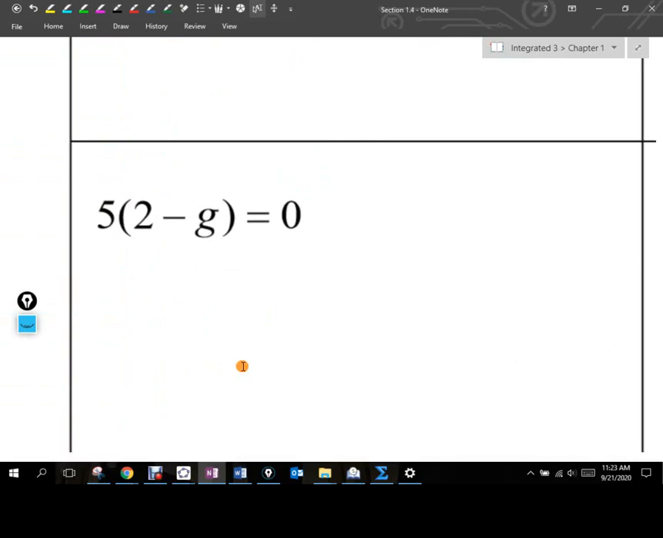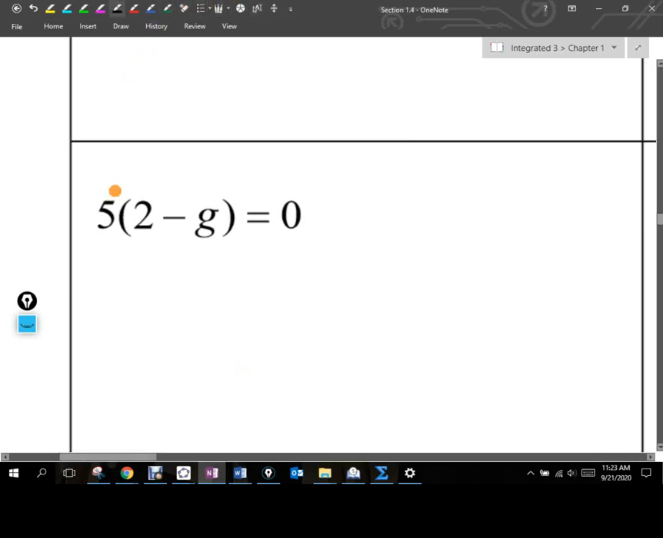A couple things you can do here. So what do you want to do in this one first? With the end all goal of isolating the variable on one side. Okay, you want to distribute. I think that's the number one answer that people give. Distribute. So I'm going to get 5 times 2, which is 10, and then 5 times, so it gives me negative 5g, right?